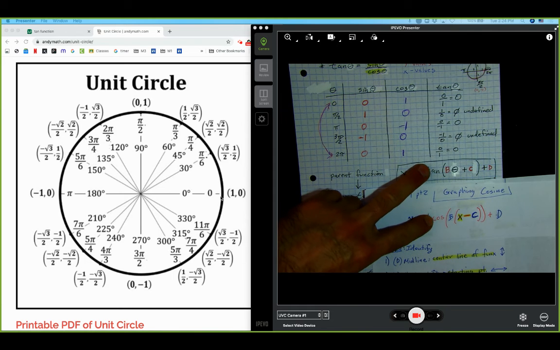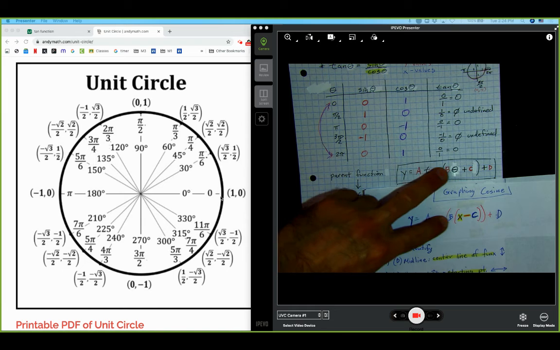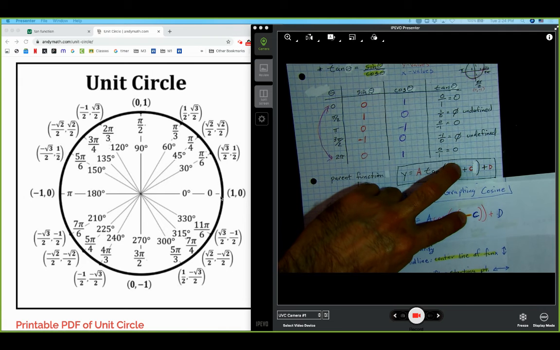A. Tangent, cosine, yeah, we knew that'd be different. B, theta and x, they're synonymous. I just put it there to show the difference. Oh, look at that. There it is.